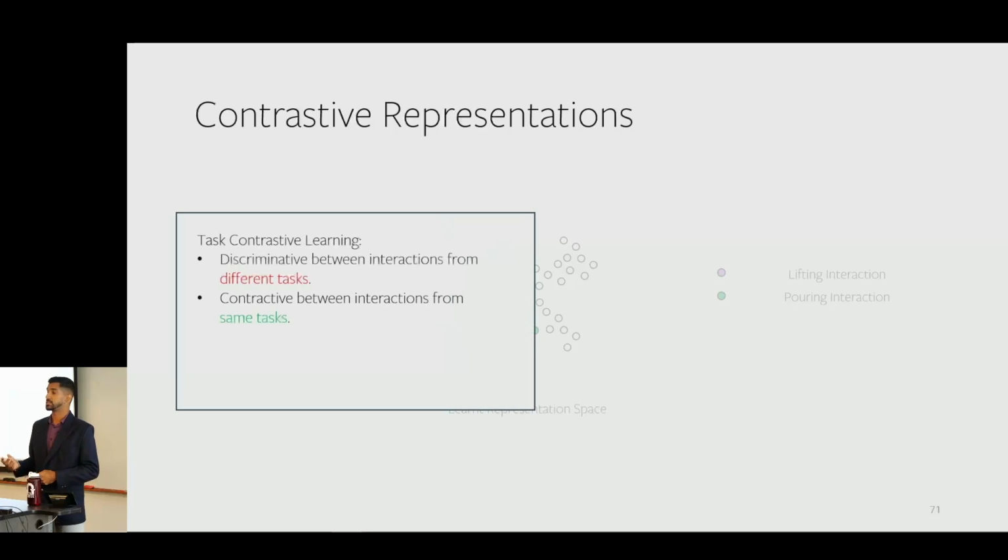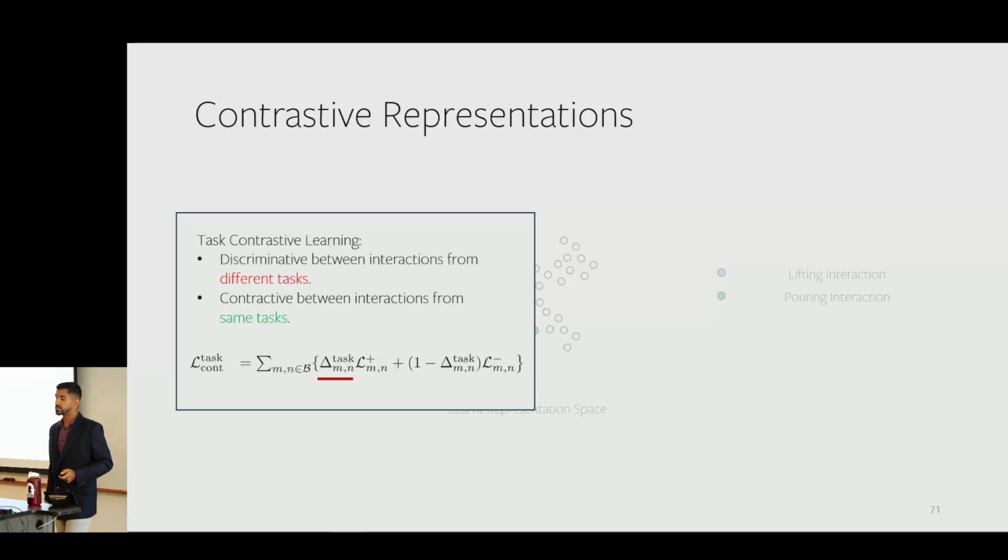The first is, given that we have access to task labels, we explore this idea of task contrastive learning, where the representation is trained to be discriminative between interactions from different tasks and contractive between interactions from the same task. And we come up with an objective that encourages this.